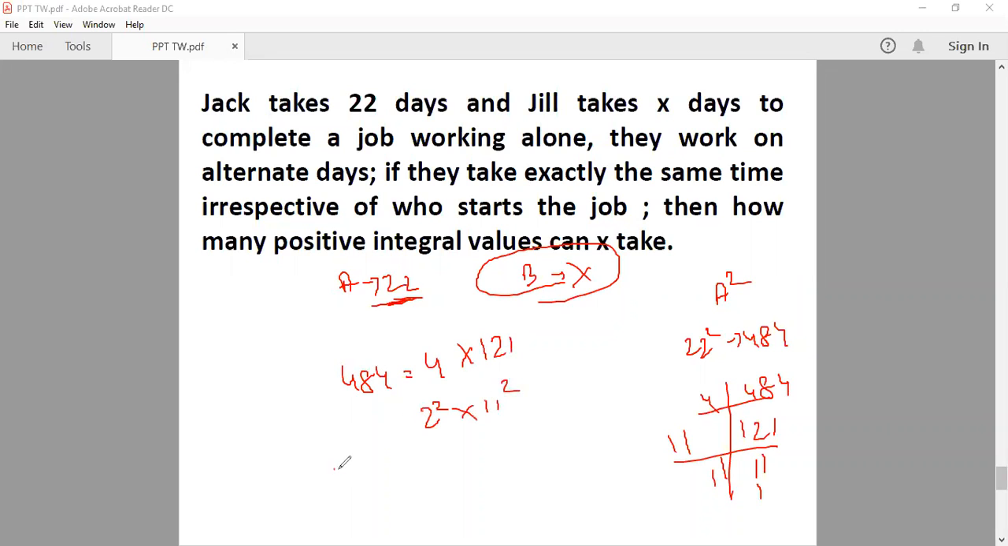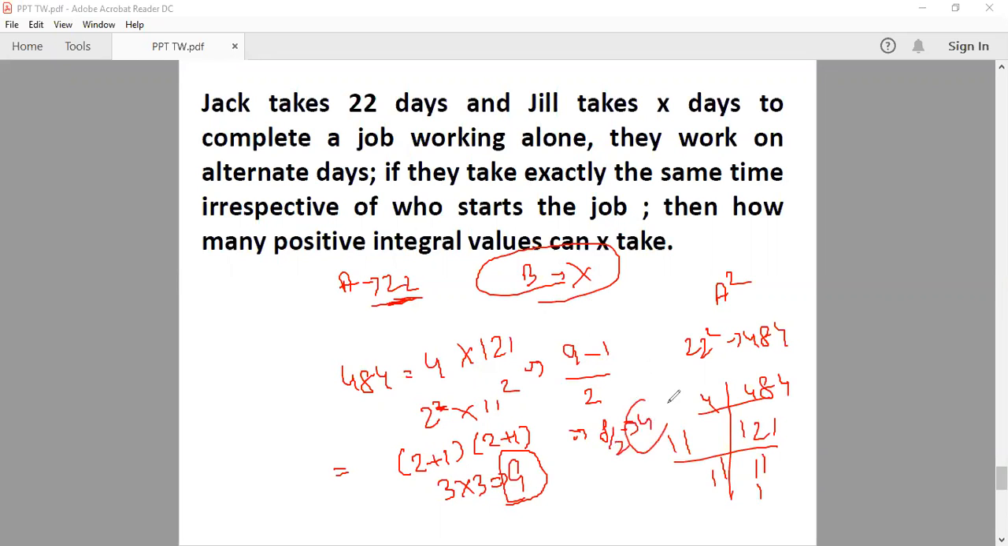How do we calculate number of factors? 2 plus 1, यानी power plus 1, into again 2 plus 1, यानी 3 into 3, 9. 3 into 3 is 9. So the number of possible days is 9 minus 1 divided by 2. 8 divided by 2, 4.